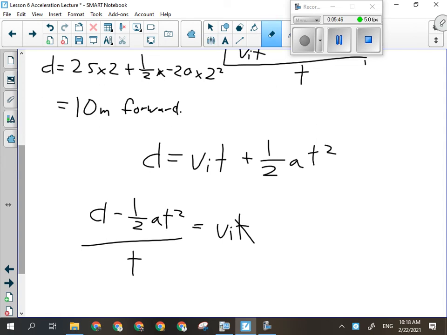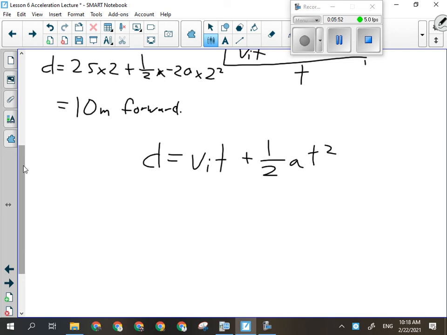All right, what if I want to solve for A? What should I move first? Right, subtract the VIT over to the other side. So I'll have D minus VIT, so my displacement minus the rectangle equals the triangle. Right, I want to get A by itself, so how do I get the half and the T squared over to the other side?